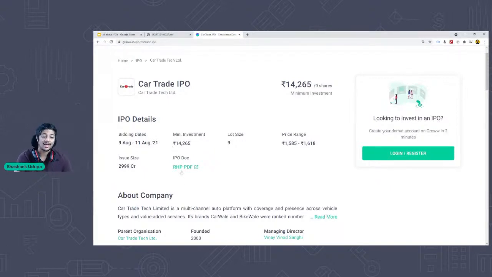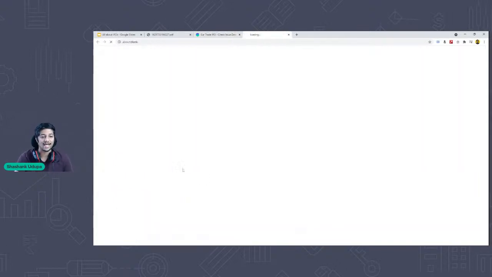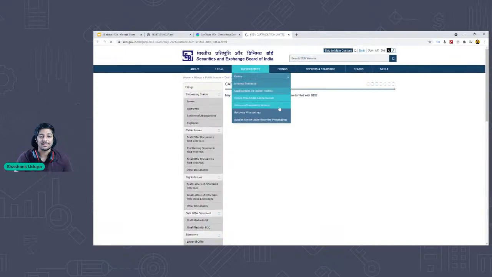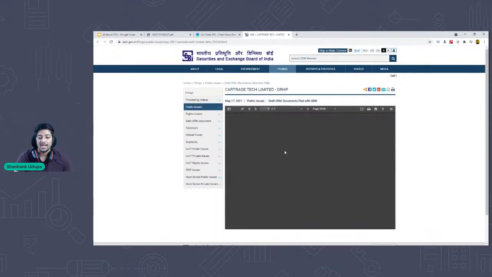Now, if you want to read it even better, like how you showed it to me, and you want to read the RHP document, you just click on this IPO document tab here. It will automatically open SEBI's Cartrade IPO document here. And once it loads, you can go inside it and start reading the entire document like how we discussed.